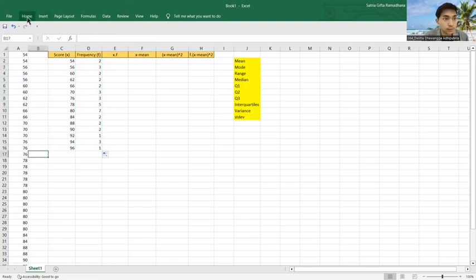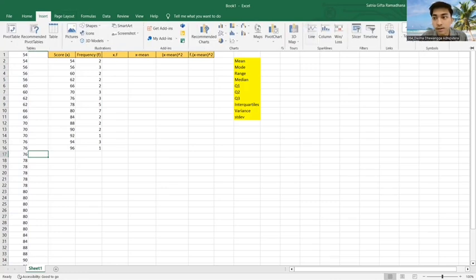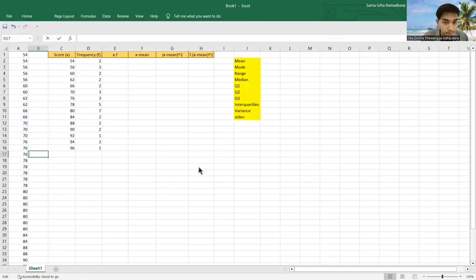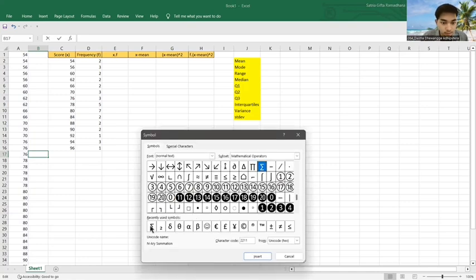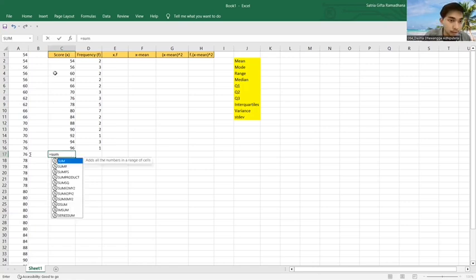First, we have to insert this sum symbol. Where is it? Insert symbol. Sum symbol. And insert. Now, and then right here, press equal, sum, and then block all the score.